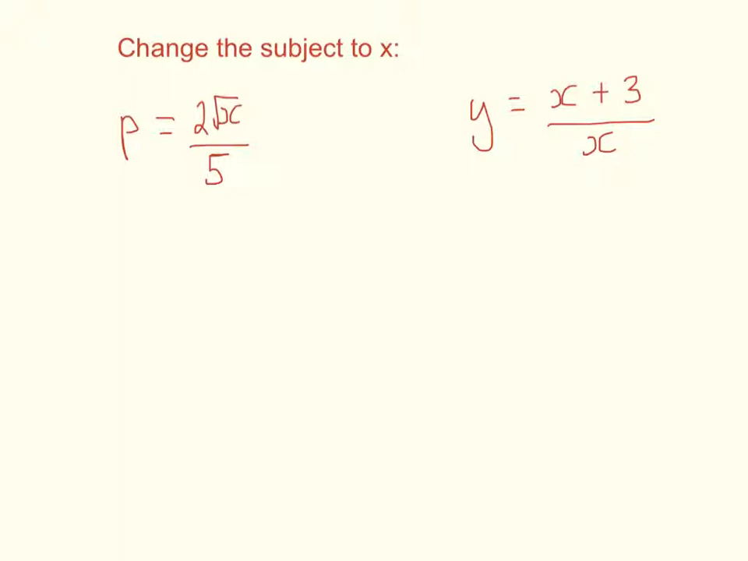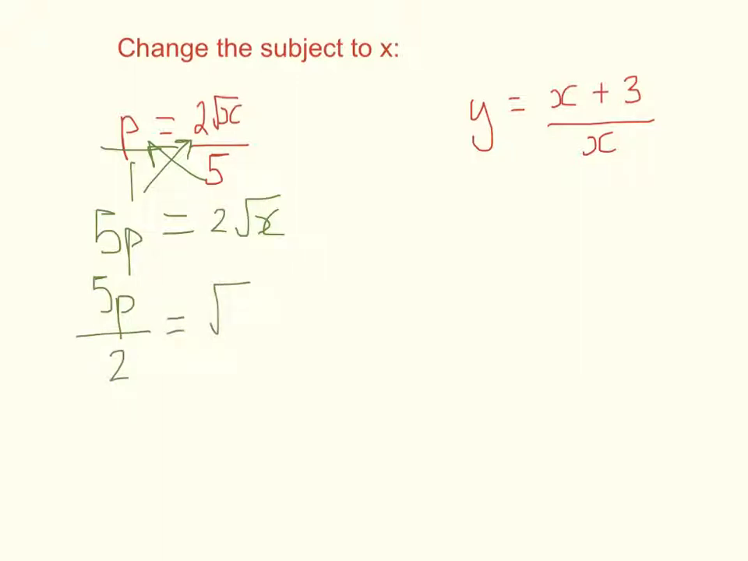Last one then. So in this first example, I'm going to again put the 1 on the bottom and say 5 is going to get timesed on that side and 1 on this side. So 5p equals 2 square root of x. Let's fix that equals because it looks a bit weird. Now next I need to get rid of the 2. So 2 is being multiplied by square root of x, so it needs to divide on the other side. So we'll get 5p divided by 2 equals the square root of x.